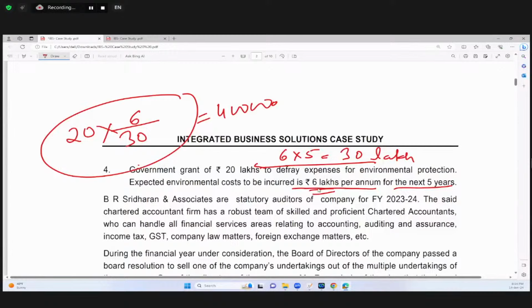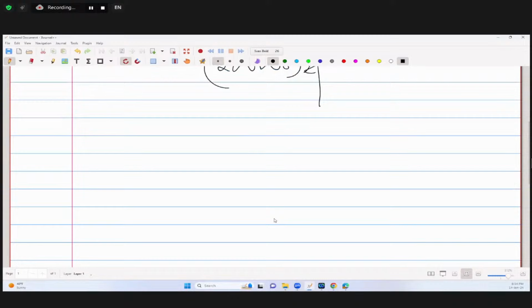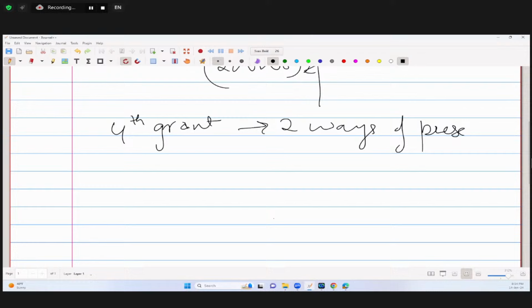So just let me move to one note and then we'll see how to do it in this way. So again, there are two, for fourth grant, we are talking about fourth grant. And in fourth grant, we see there are two ways of presentation. Two ways of presentation are, okay, two ways of presentation.